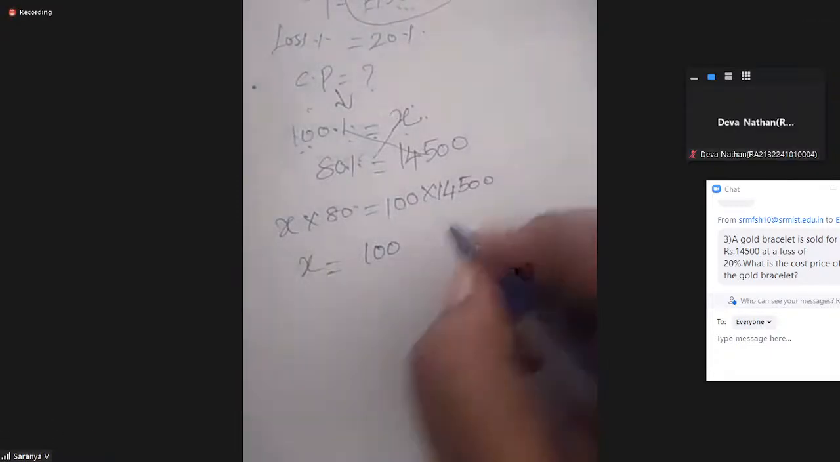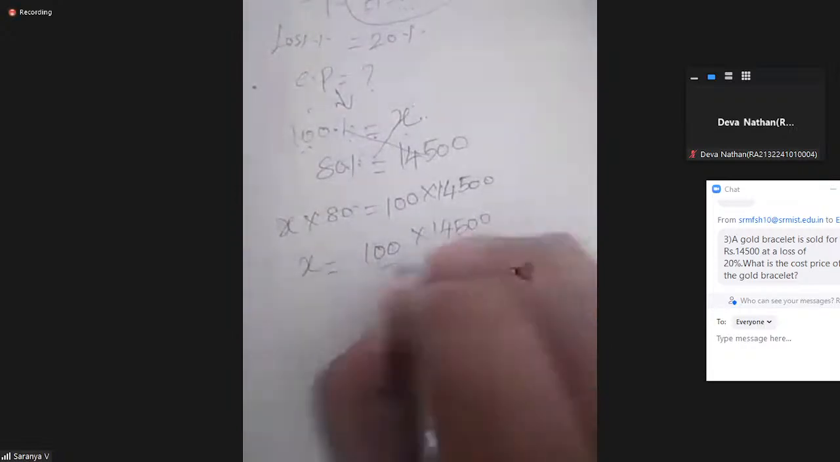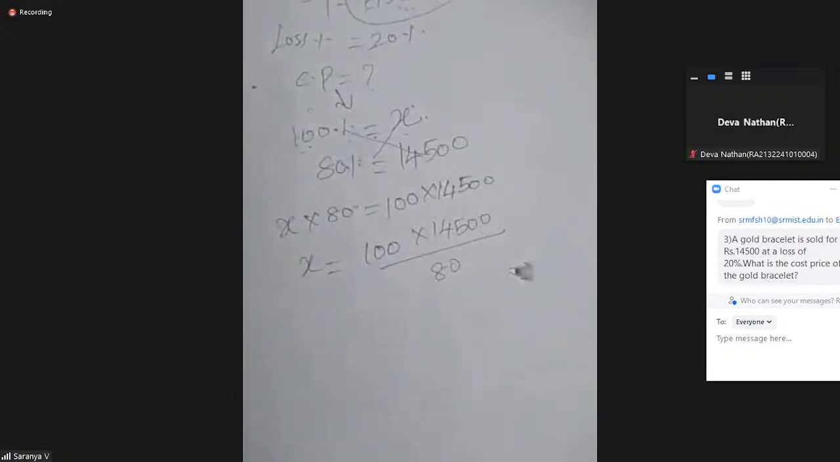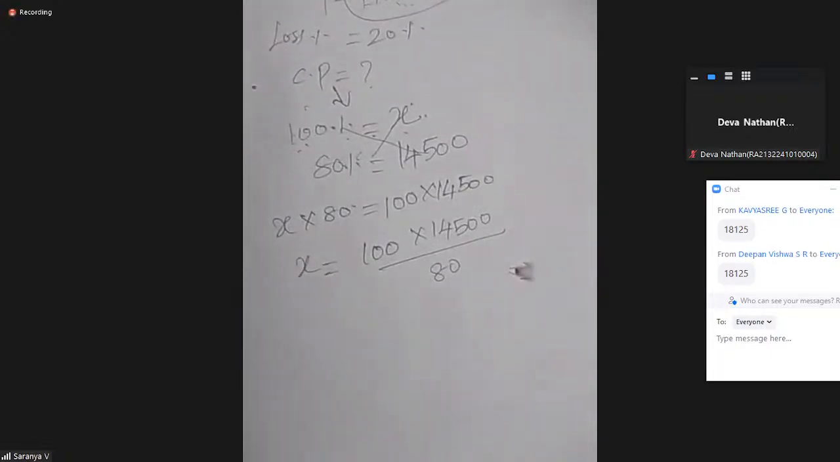So X is equal to 100 into 14,500 divided by 80. Post your answers now. What is the cost price? Yes, Ahmad right, Kailash right, Santosh right, Anirudh right, Kumar right, Kavyashri right, Deepan right. Post your answers.